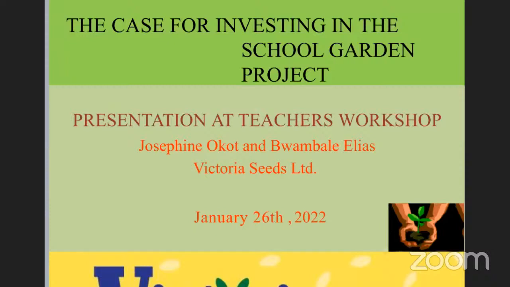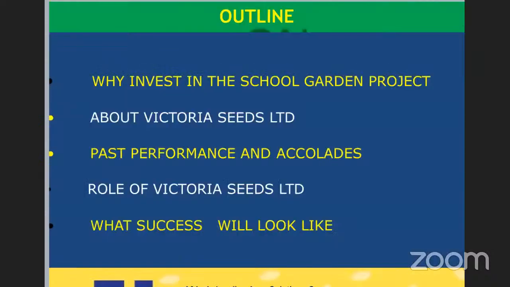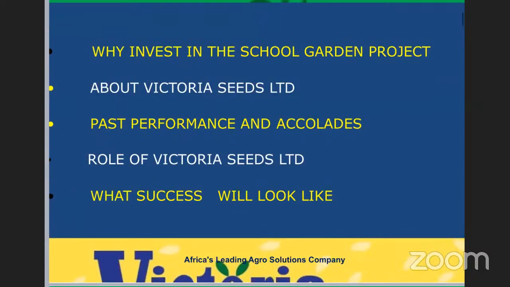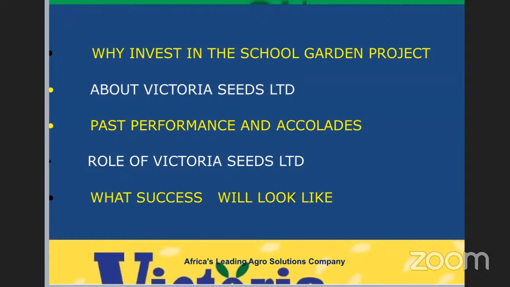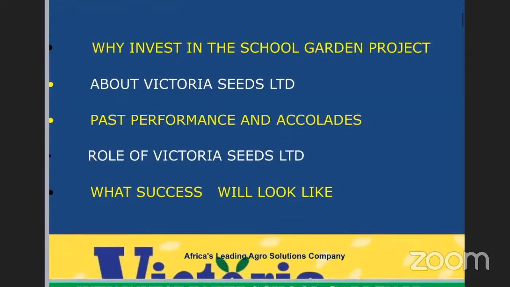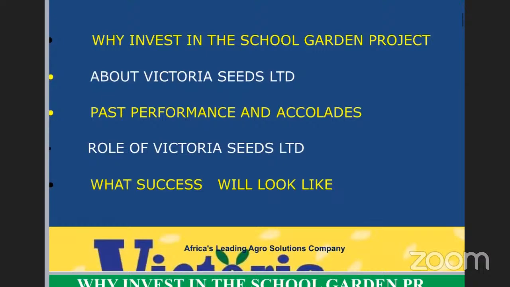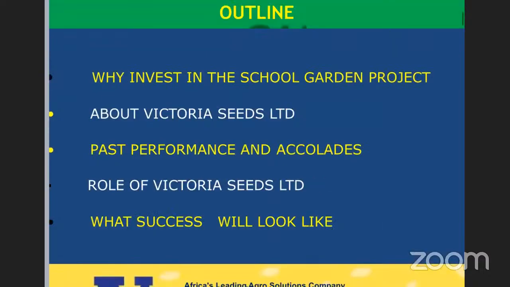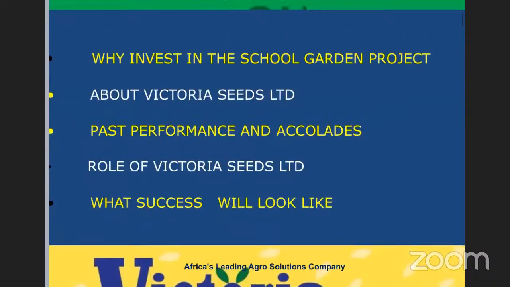So the presentation, we have the outline why we believe as a business we should invest in this school garden project. And then, of course, you come from a different background, so I need to let you know about Victoria Seeds, what are the success records we can demonstrate up to now, and then moving back to the project, what we see is our role and what success would look like for all of us, not just Victoria Seeds. So that is what I'll take you through, and I'll try to limit it to 15 minutes so that we have enough time for discussions, if any.